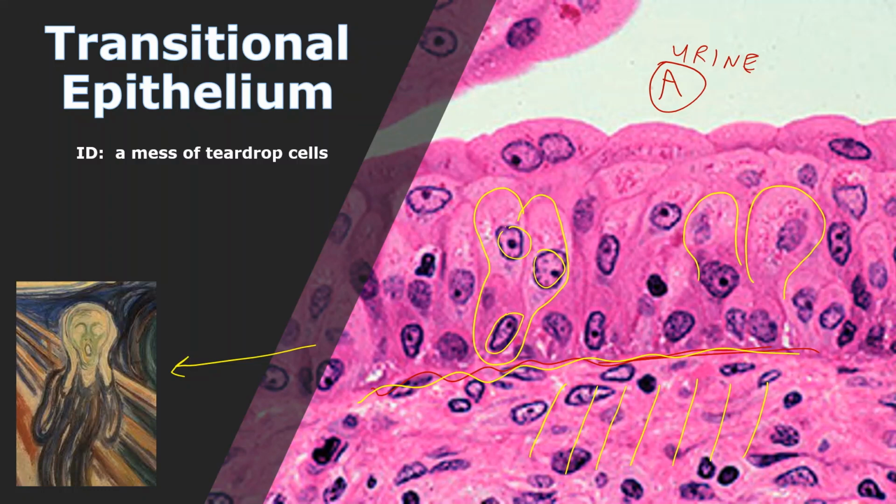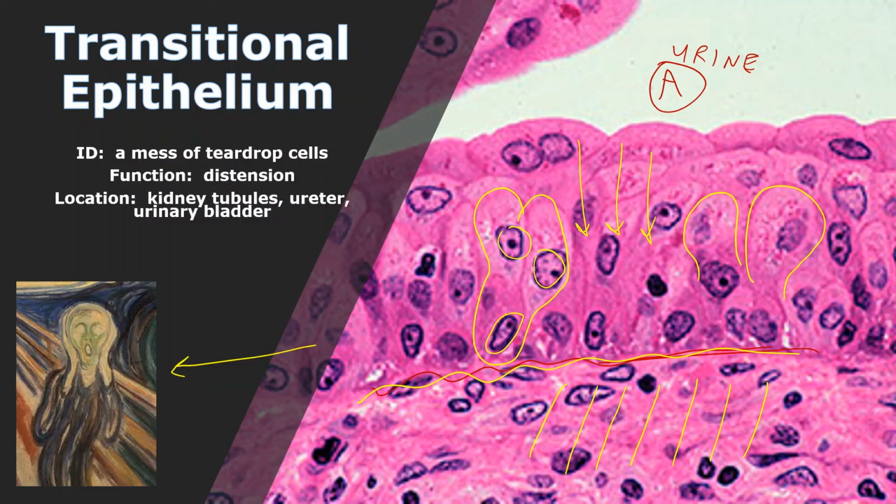A mess of teardrop-shaped cells. Function is distension, that is, it's called transitional. As urine fills up the urinary bladder, this tissue will act kind of like springs on a mattress, and it will squish down. The main place you hear about this being located is the urinary bladder, but you may find this in some of the kidney tubules and the ureters, which are the tubes that lead from the kidneys down to the urinary bladder. Tips and tricks for me.